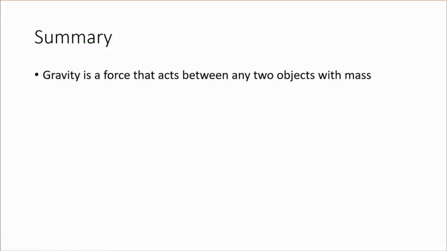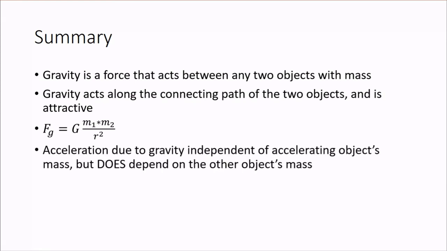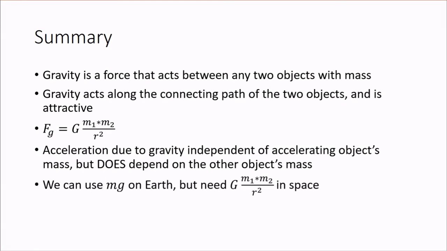In summary, gravity is a force that acts between any two objects that have mass. It acts along a path that connects the two objects together, and it pulls them towards each other. So it is attractive. The magnitude of gravity is given by this formula. We also said that the acceleration that an object feels due to gravity does not depend on the object's mass, but it does depend on the mass of the object that is pulling it. Finally, we can use the formula mg when we are on Earth, but we should use the full equation when we are in space.